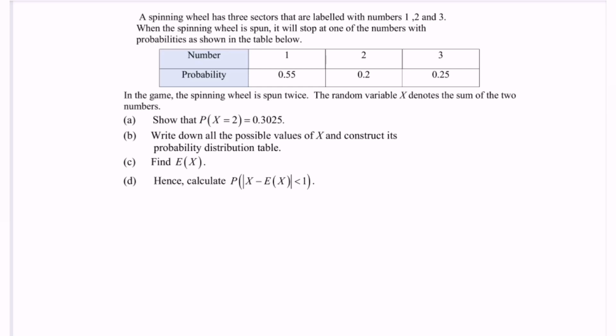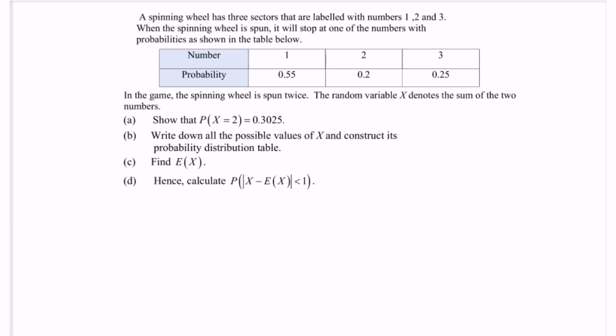A spinning wheel has three sectors that are labeled with the numbers 1, 2, 3. When the spinning wheel is spun, it will stop at one of the numbers with the probability as shown in the table below. In the game, the spinning wheel is spun twice. The random variable X denotes the sum of the two numbers.